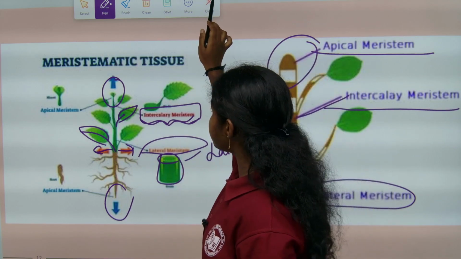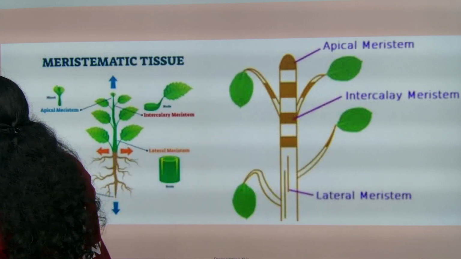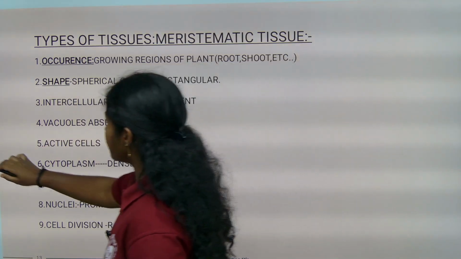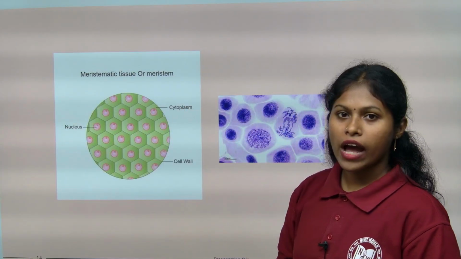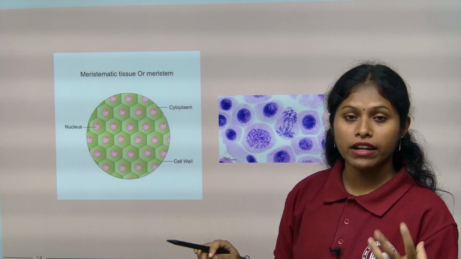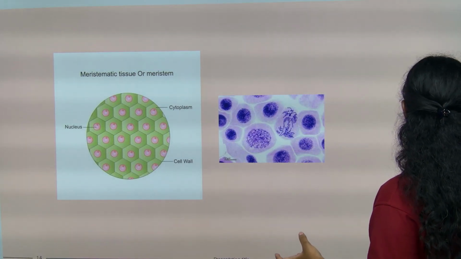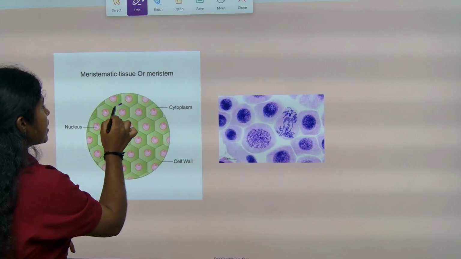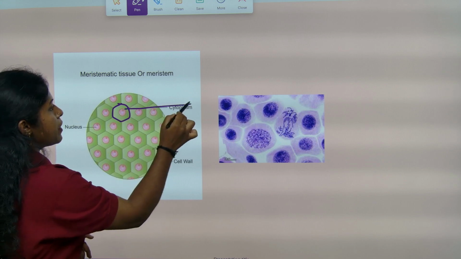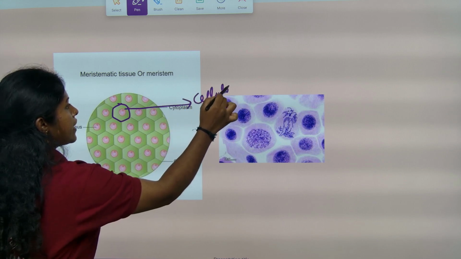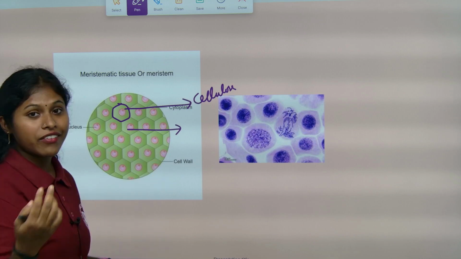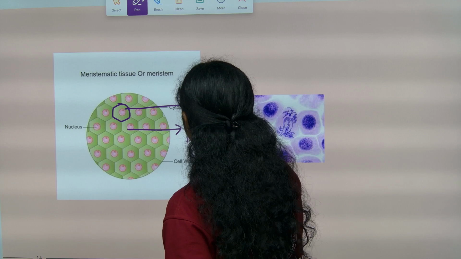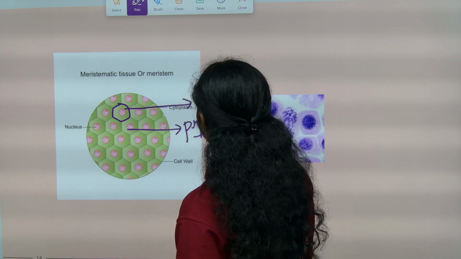This is what we have about the meristematic tissue, children. Let's see what the meristematic tissue has. These meristematic tissues are devoid of vacuoles, as they are actively dividing cells. So they don't have anything. They have a thin cell wall, which is made up of cellulose. And they have a prominent nucleus. As they are actively dividing cells, they have to do cell division, so they require a prominent nucleus.